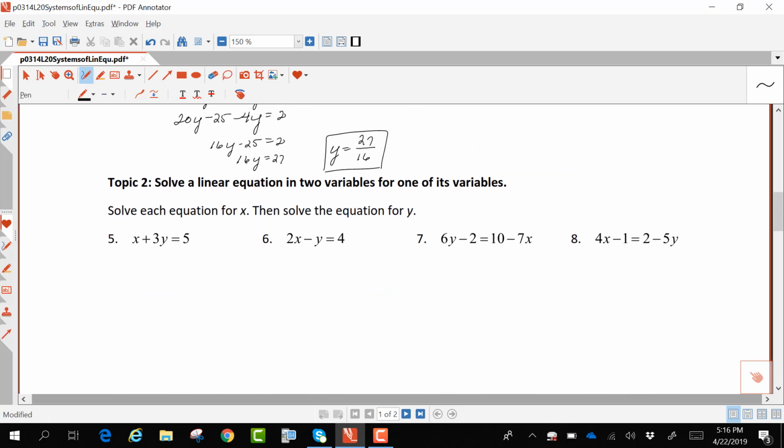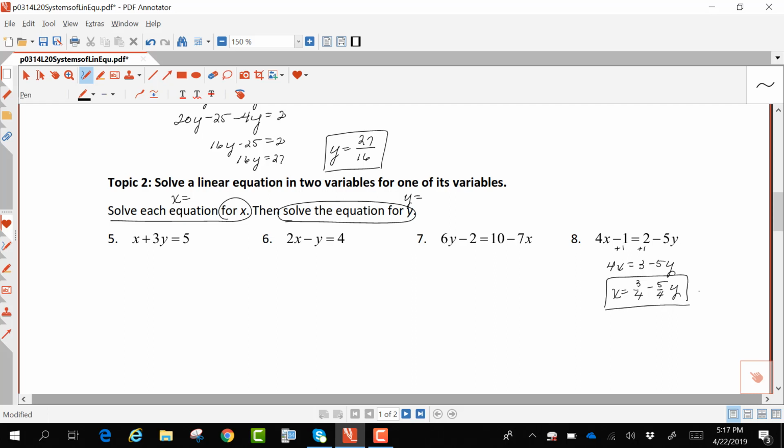Let's now look at number 8. We have two questions here. One is to solve for x, meaning write the equation so it states x equals, and then part B would be to solve the equation for y such that the equation says y equals. So in number 8, if I begin by solving for x, I would move the 1 to the other side of the equation by adding 1. And then to get my x isolated, or to solve the equation for x, I would divide everything by 4. This would be the equation solved for x.